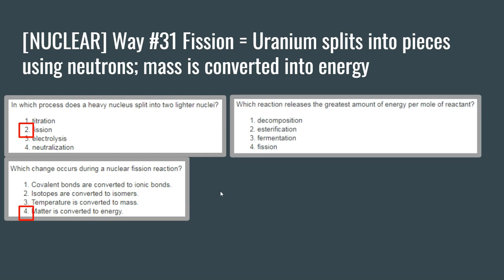Which reaction releases the greatest amount of energy per mole of reactant? Of all the chemical reactions that we studied, no other one except nuclear reactions release such large amounts of energy. Fission, therefore, is the correct answer. All answer choices 1, 2, and 3 are examples of chemical reactions. And while they do produce some energy, it's not nearly as massive as those involved in nuclear reactions.